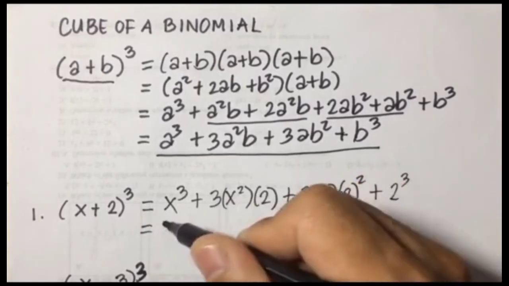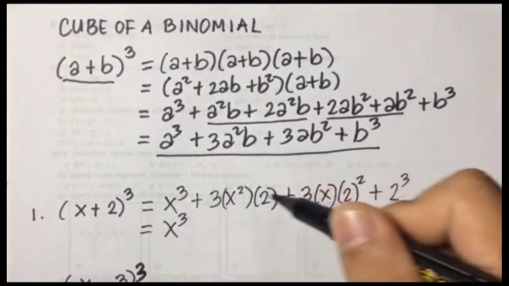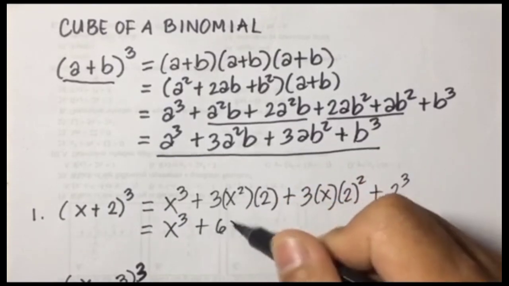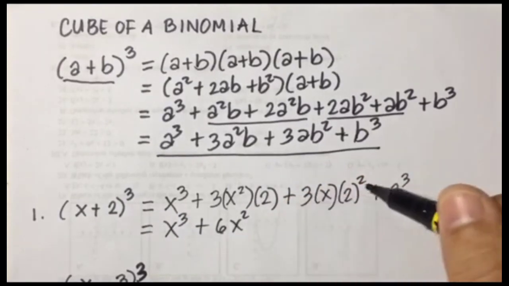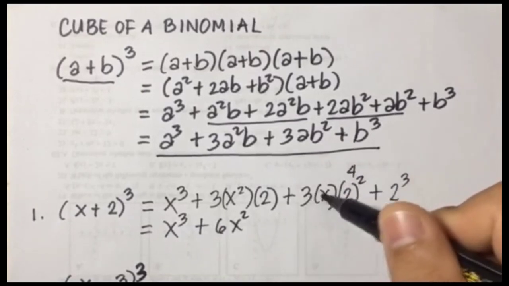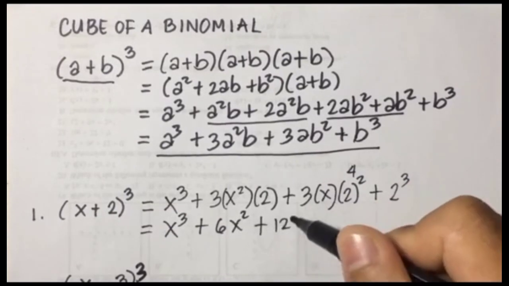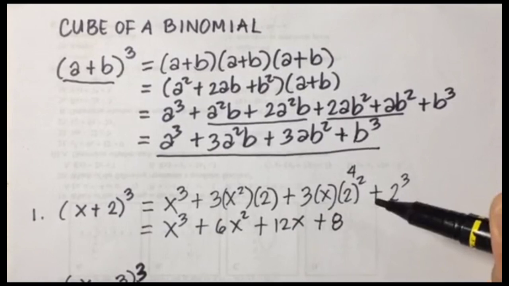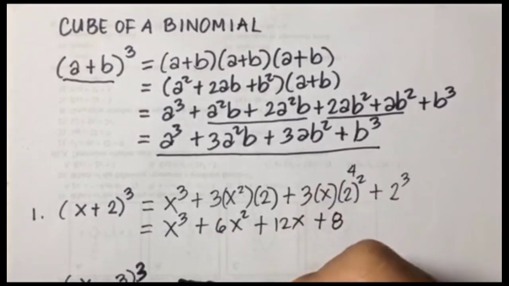Then operate, we're going to have x cubed, then 3 times 2, that will be 6 times x squared, that will be 6x squared. Then we have 2 squared, 4. So 4 times 3 is 12 times x, that will be 12x. Then 2 cubed is 8. So this will be your answer.